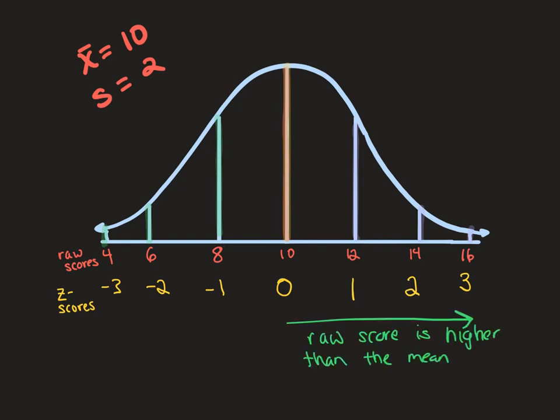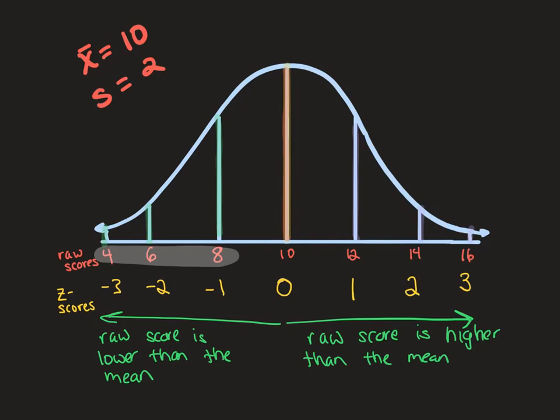score is. If a raw score is higher than the mean, it will have a positive z-score. If a raw score is lower than the mean, it'll have a negative z-score. And if a raw score is identical to the mean, it'll have a z-score of 0.